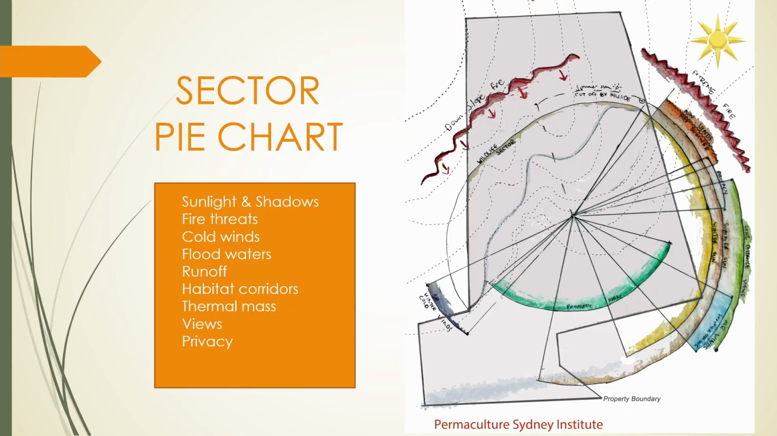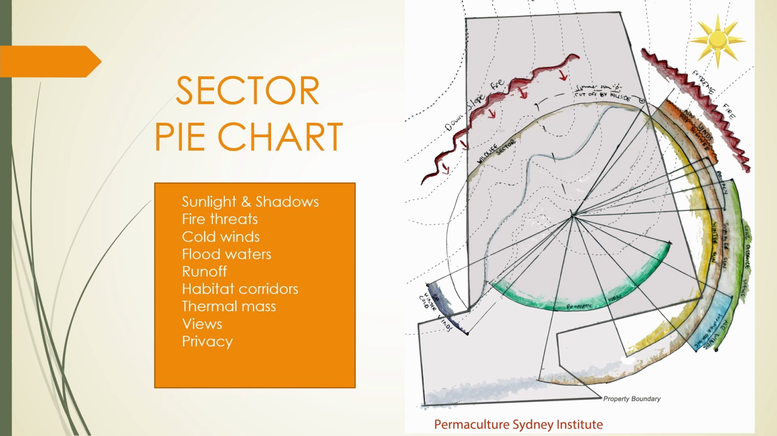Traditionally, in permaculture, we would do a pie chart to express the windows of that sector. So the sunlight and the shadows would be shown as an arc across the map. The fire threat is shown as an arc or an area that it comes from. We also show cold winds and flood waters. Many clients want to maintain a view, but they also want privacy. So you've got these other factors.